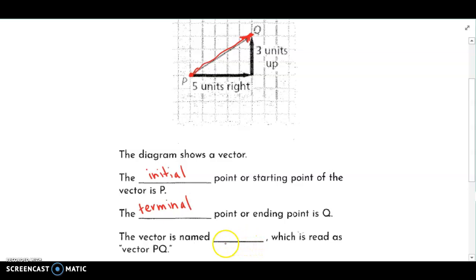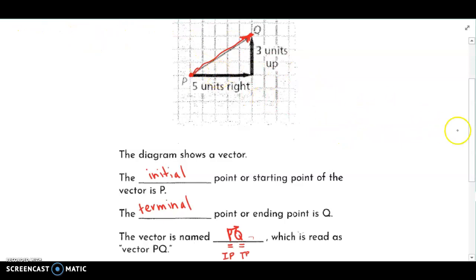Okay, now the vector is named PQ. Notice this has to be our initial point, and this has to be our terminal point, in that order. So if you put vector QP, that is not this vector. That would be a wrong statement.